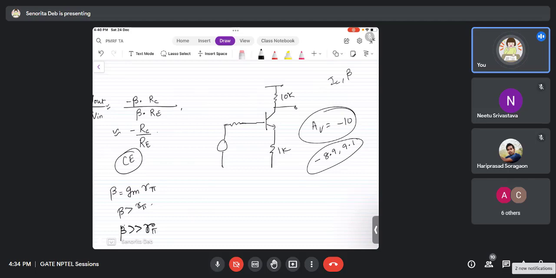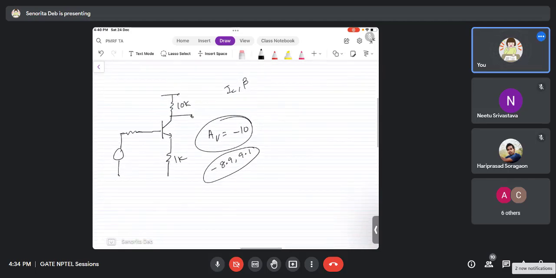Okay, same with what? MOSFET, common source configuration. There is this drain resistance, and there is this source resistance, and your output voltage gain is minus RD upon RS.